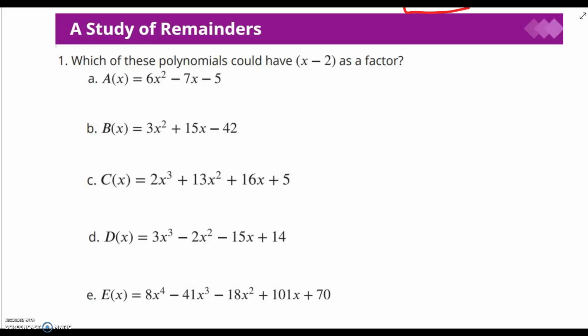Now that we remember what happens when we have a factor of a polynomial function, we're going to check to see which of these polynomials could have x minus 2 as a factor. We can do that really easily and quickly using synthetic division. Remember, what we're looking for is a remainder of 0. If we get a remainder of 0, then we know that our polynomial function has a factor that is equal to x minus 2. So what we're going to do is just do synthetic division here.